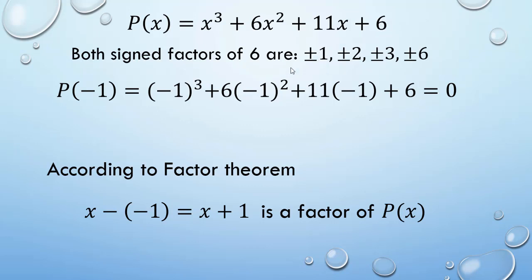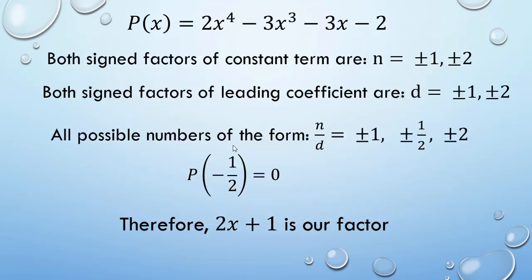Both sign factors of 6 are plus minus 1, plus minus 2, plus minus 3, and plus minus 6. For one of these numbers, p of x will be 0. In this case, p of minus 1 is 0. So according to the factor theorem, if p of minus b is equal to 0, then x plus b is a factor of p of x. Now x plus 1 is a factor of p of x.